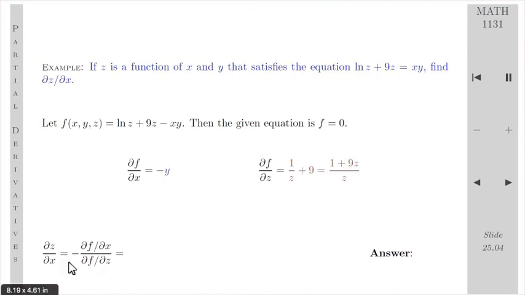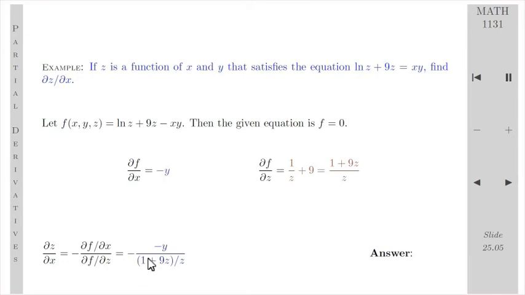dz over dx is the negative of df over dx divided by df over dz. But this should end up in the denominator of the denominator, this in the denominator of the numerator. And then you also have a negative in front. And I'm going to plug this in for df over dx, this for df over dz, and that gives me the partial derivative.